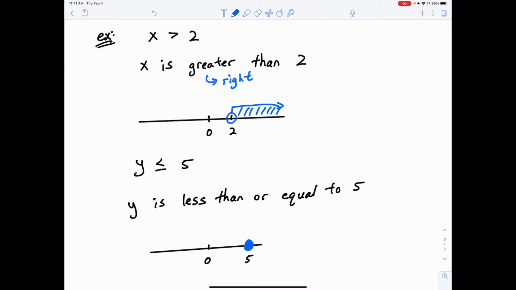This one here, again, if it's less than, we go left. So if it's less than or equal to 5, that means my number should be like 4, 3, 2, 1, and so on and so forth. So in this case, we draw an arrow going left. We try and span the number line as much as possible to show that the answer is going to be everything that's to the left, including the 5 here.